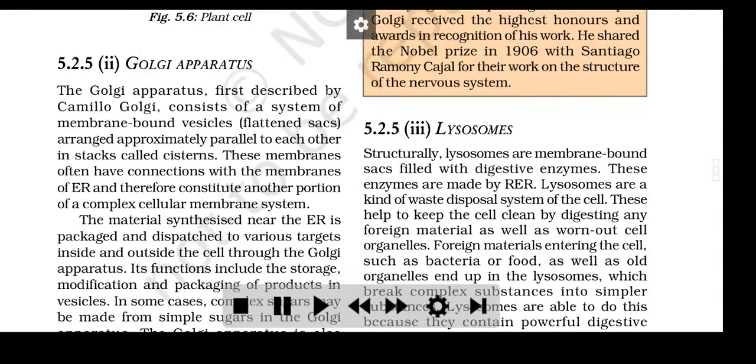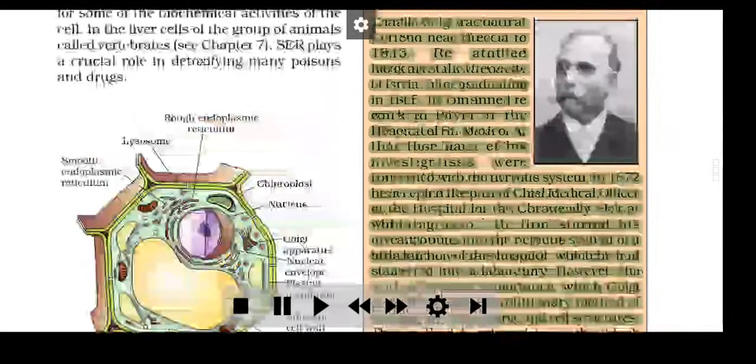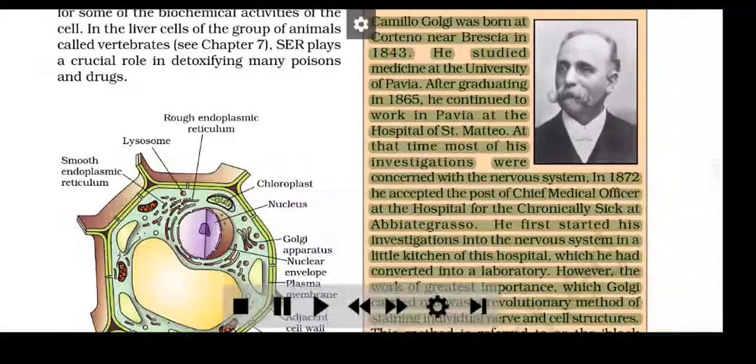Camillo Golgi was born at Cortina, Brescia in 1843. He studied medicine at the University of Pavia. After graduating in 1865, he continued to work in Pavia at the Hospital of St. Matteo. At that time most of his interests were concerned with the nervous system. In 1872 he accepted the post of Chief Medical Officer at the Hospital for the Chronically Sick at Abbiategrasso. He first started his investigations into the nervous system in a little kitchen of this hospital, which he had converted into a laboratory.